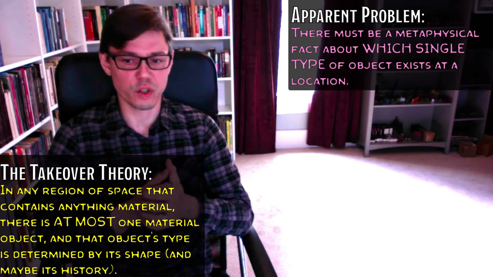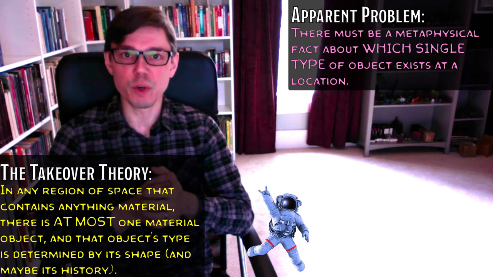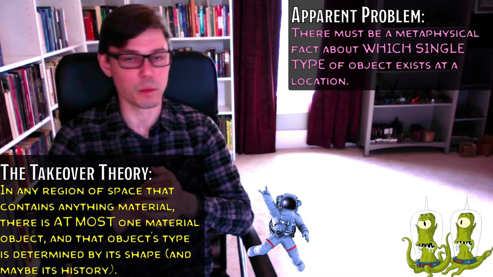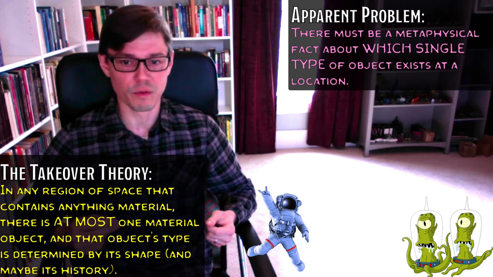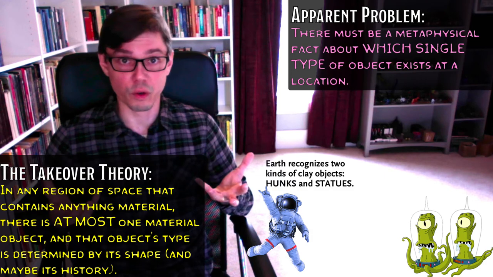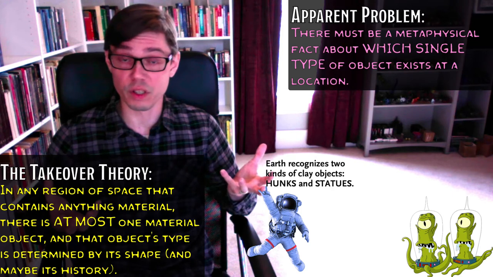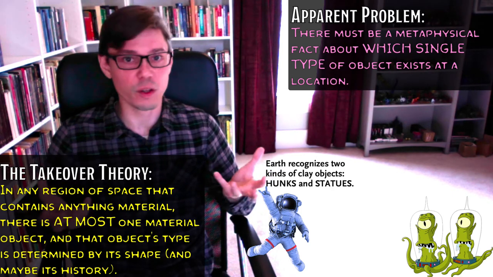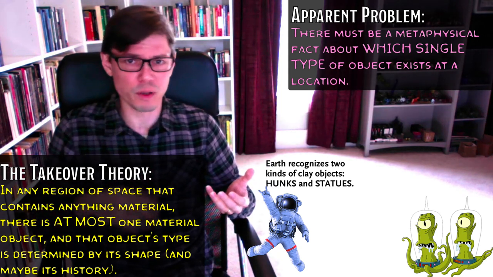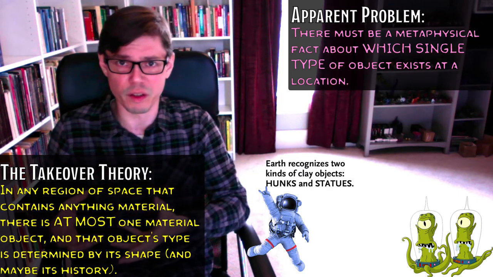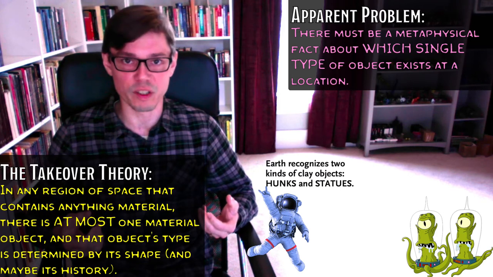Ted Sider asks us to compare our way of thinking about sculptures and pieces of clay to the imagined perspective of a community that lives on Mars, the Martians who we haven't discovered yet. Here on Earth, all pieces of clay fall into one of two categories. There are the unsculpted hunks, just the hunks of clay, and there are the sculpted statues. And that's it, those are the two categories. There are hunks, and there are statues. Maybe there are some borderline cases, and maybe there's some puzzlement about when something is one rather than another. Can you have a statue of a hunk?